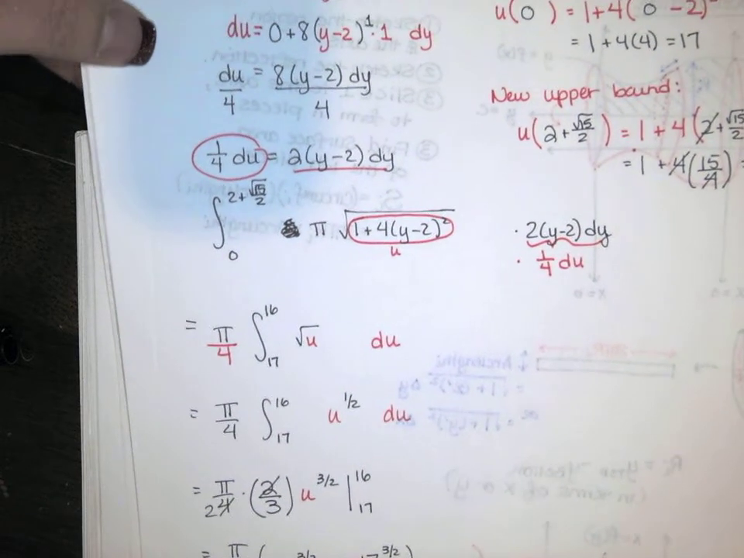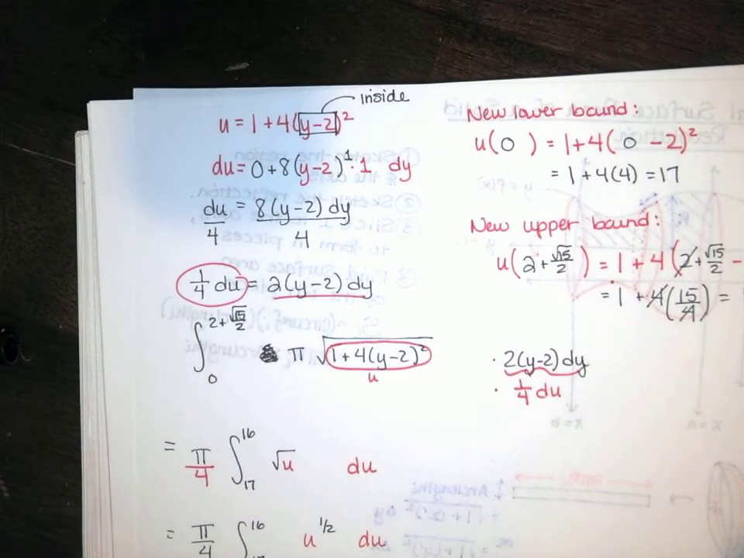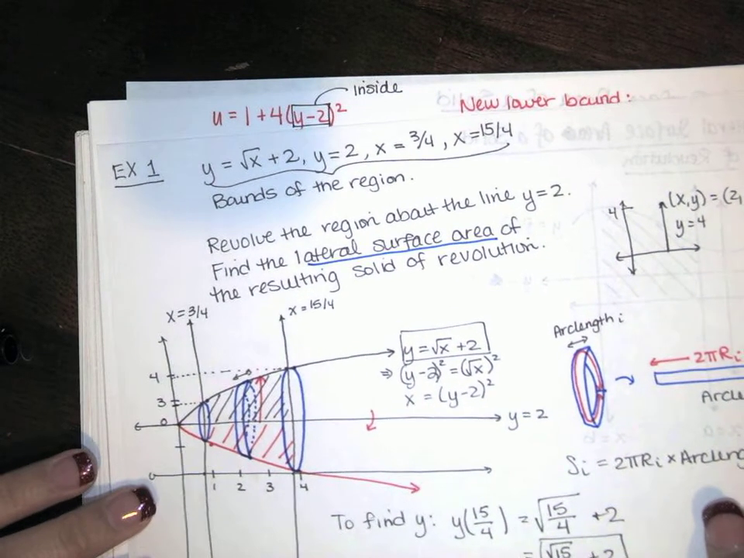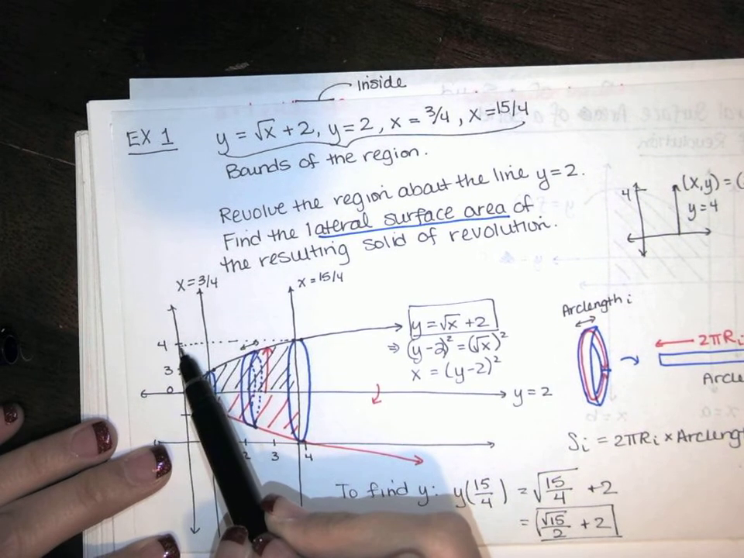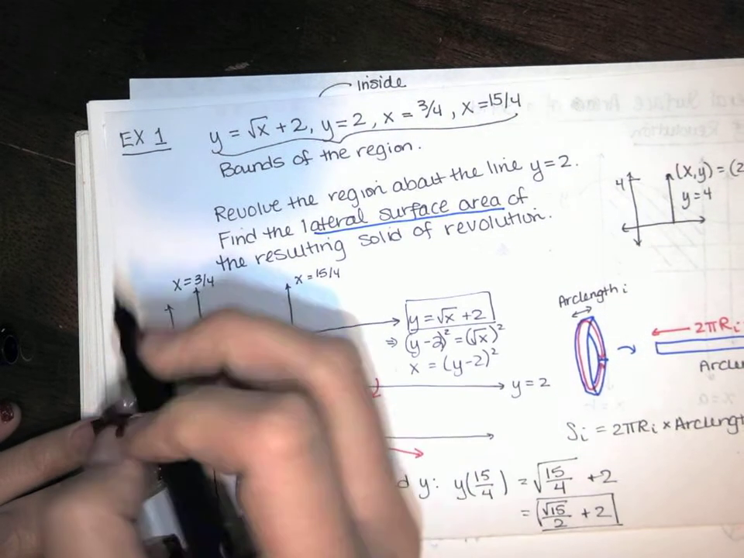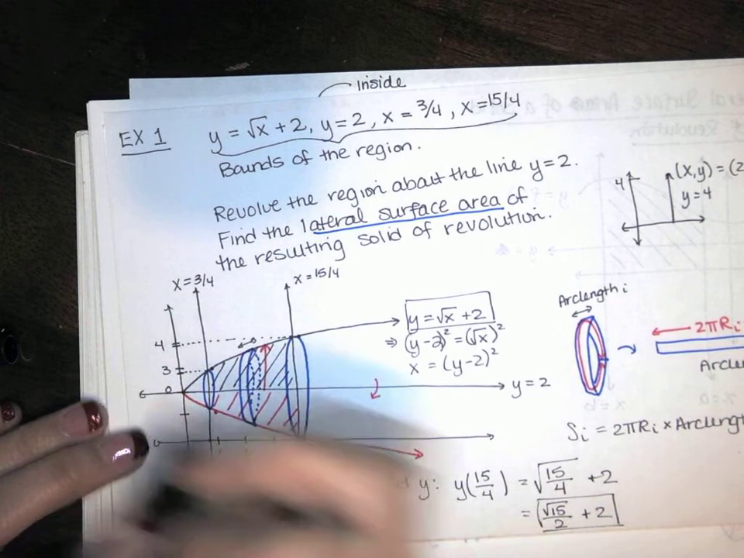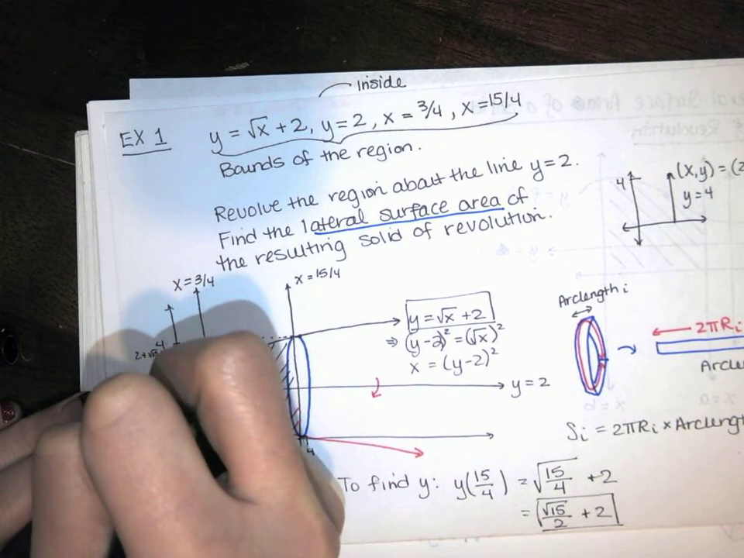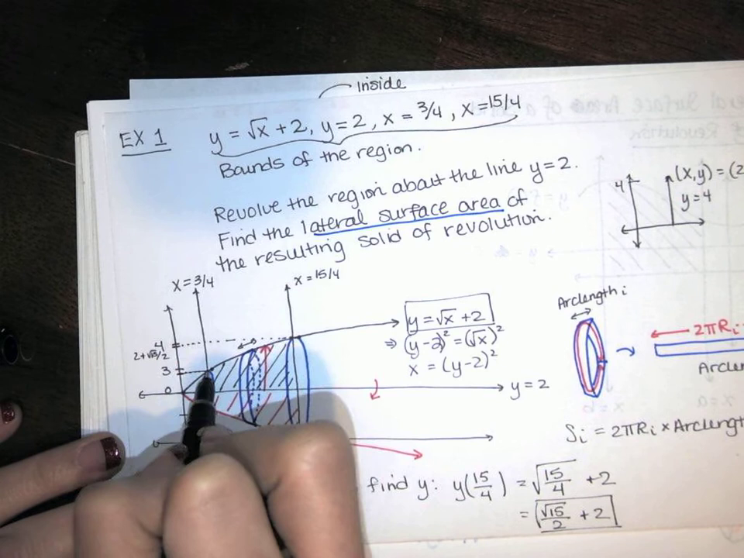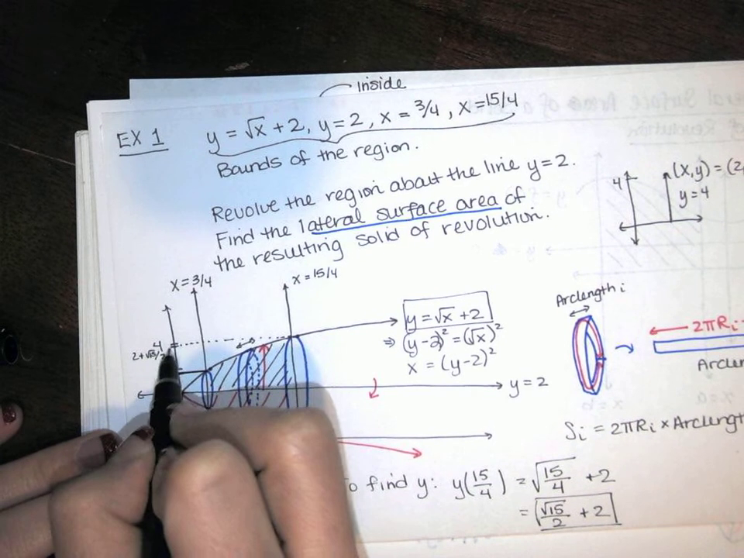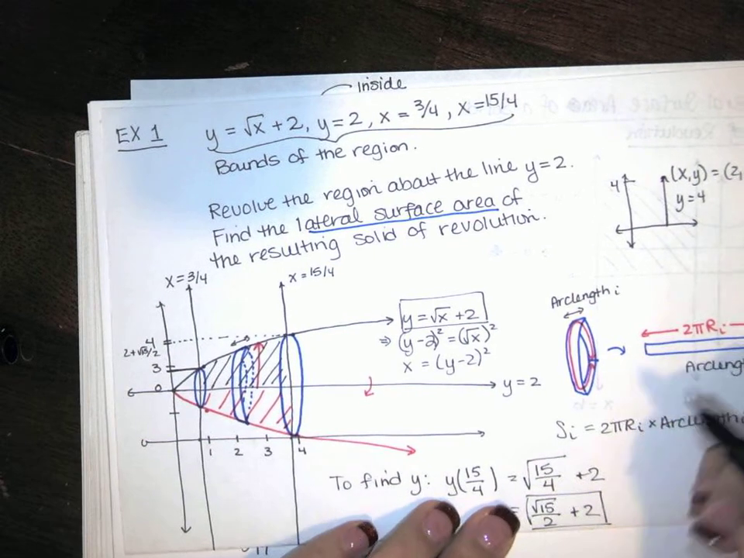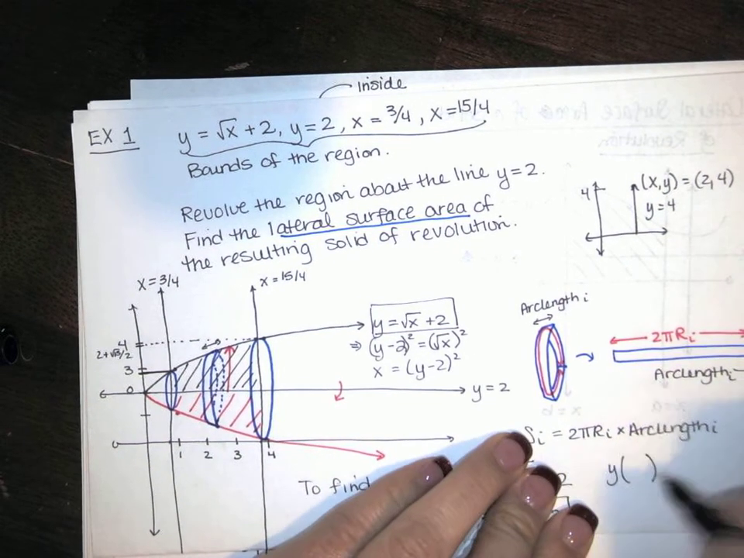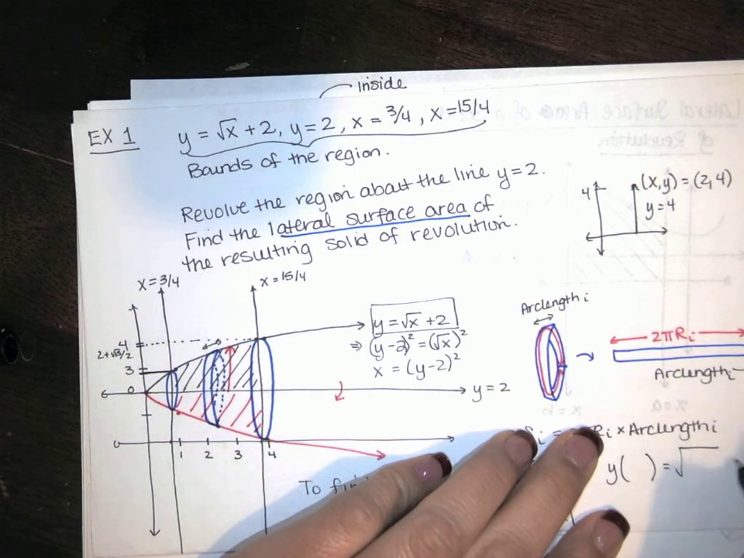Let's go back. Let's find the problem. I think I see what happened. I was not supposed to integrate from 0 to this x value, or this y value, which was that ugly thing, 2 plus square root of 15 over 2. I was supposed to integrate from this y value to that y value. So let's find the y value right here when x equals 3/4. So I've got y equals the square root of x plus 2.